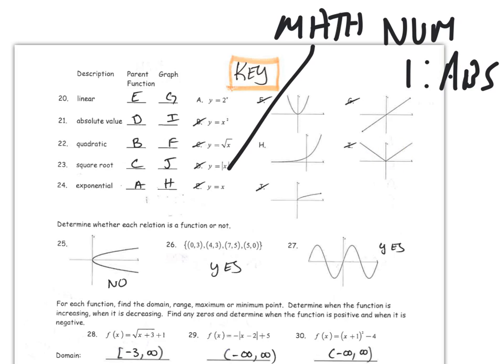This is the graph. Okay, quadratic. Quadratic is the U-shaped parabola. The equation is y equals x squared, and this is F. That's the graph. For square root, that is C, the square root symbol, and this is the graph right here, J. An exponential, this is an exponential growth. This is 2 to the x, this is exponential growth, and this is the increasing function. Okay.